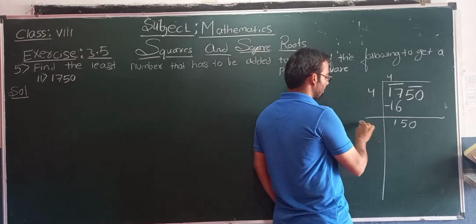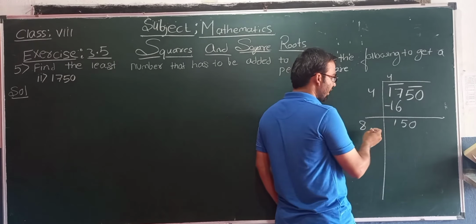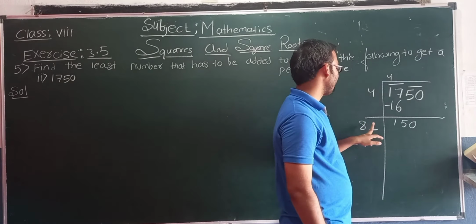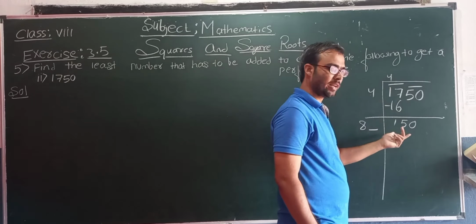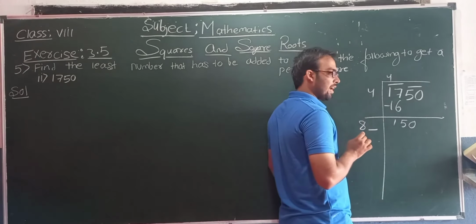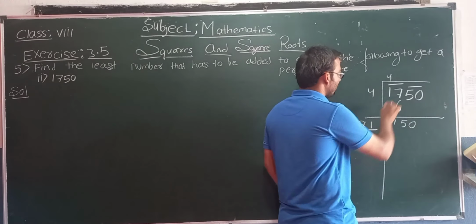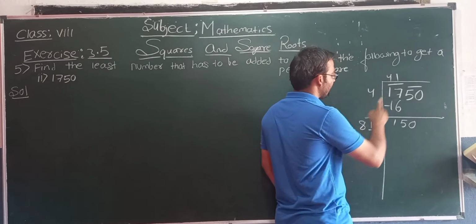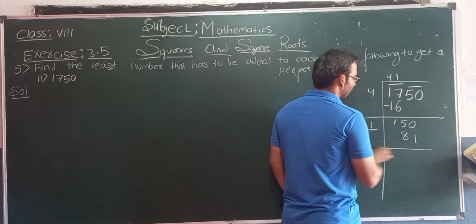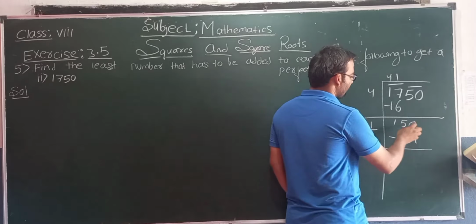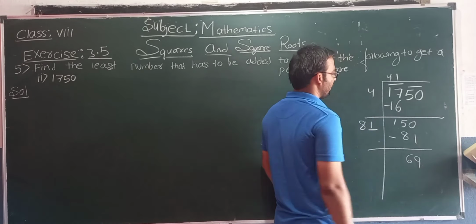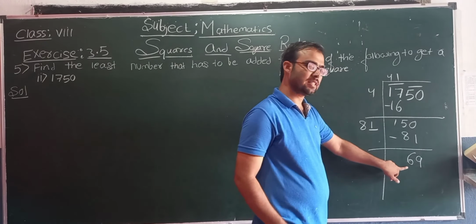Double the quotient. Okay, quotient is 4. When we double, we are getting 8. Now here we need to write a digit such that when we multiply this with the new digit, we get either 150 or a number lesser than this one. Okay, so here which number will we write? Let us write 1. Okay, so now 81 into 1. Now 81 into 1 is what? 81. Now 150 minus 81 is what, students? 69. Okay. So here we have got the remainder as 69.